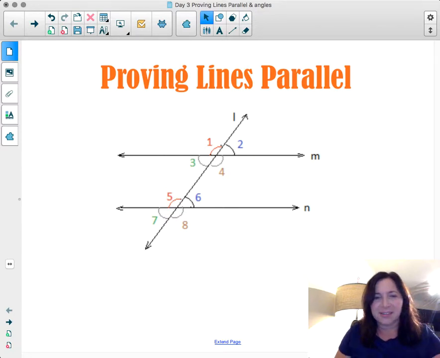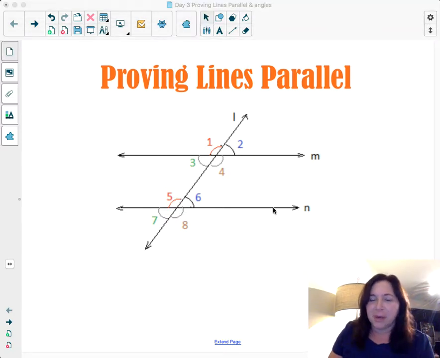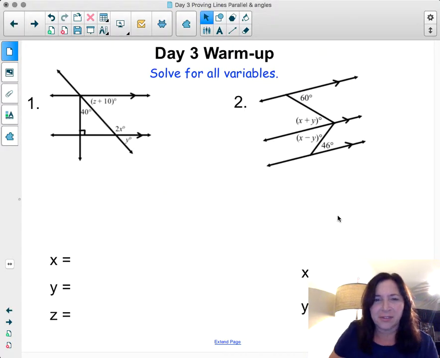Hi everyone, this lesson is on proving lines parallel. So let's get started with a warm-up solving for variables.